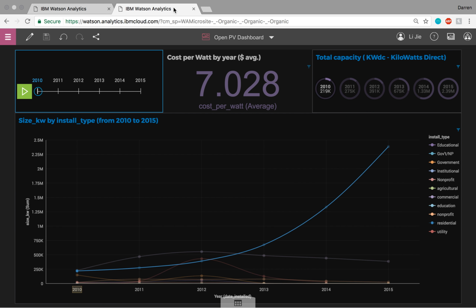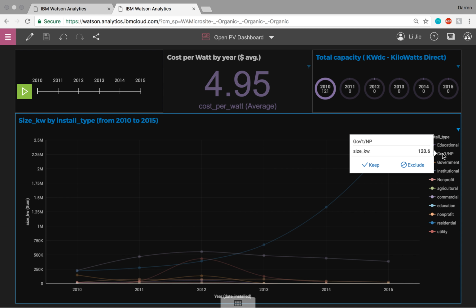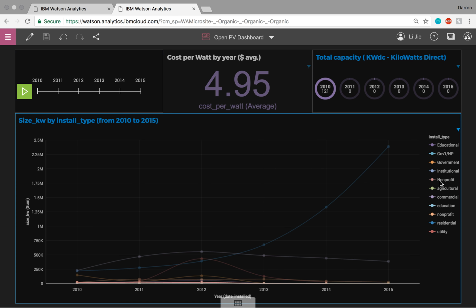So the second dashboard is time series based and provides additional insights to relevant stakeholders. By clicking the play button here, the dashboard will display how the cost per watt has been changing by year. A major takeaway from this dashboard is that as the cost per watt by year has been decreasing continuously, residential solar PV installations have been increasing significantly over the 5 years. By clicking on different install types on the dashboard, you can see the breakdown of how the trend based on different install types has been changing over the 5 years.